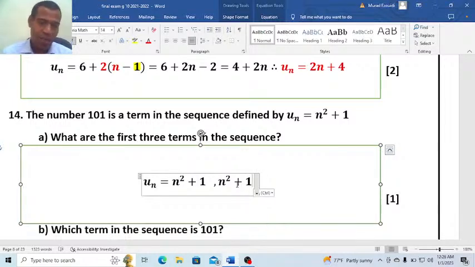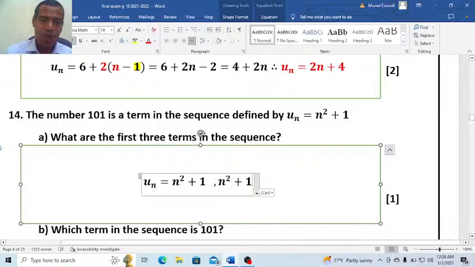So we continue. We told that to find U1, just replace n with 1, and you will get like that.